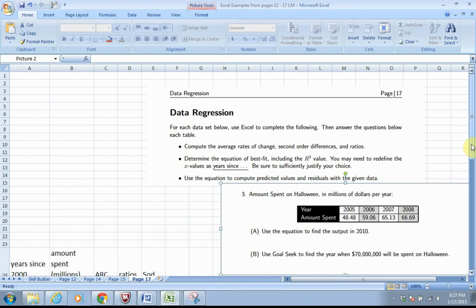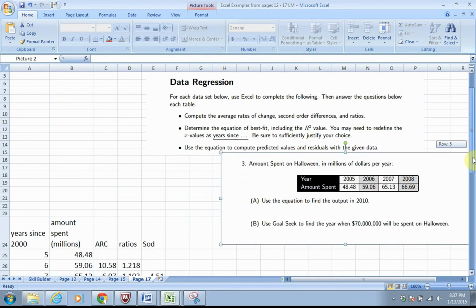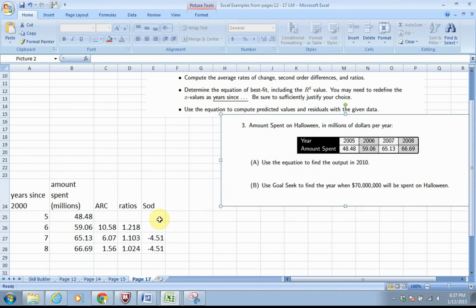So then if you look over, I have already created here the model. So I've got year since 2000. So 2005 would be 5, 2006, 6, and then 7 and 8. The amount spent in millions comes down and is directly from the chart that we were given.